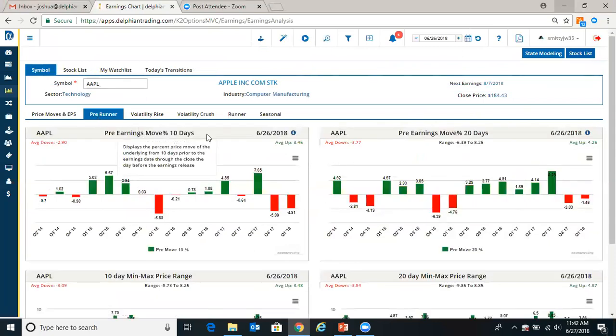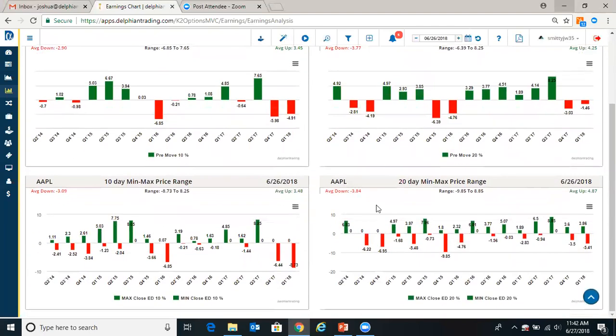Pre-runner is looking 10 to 20 days before the earnings move to see if there are any trends that we can identify. You see the up and down moves for those time periods, and it also gives you the min-max range for both of those time periods.